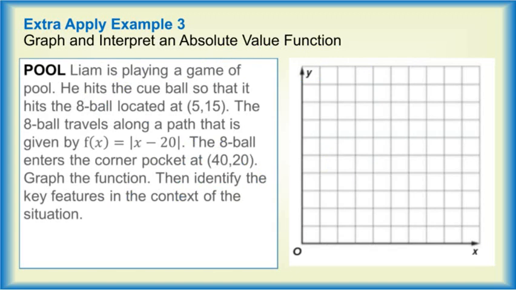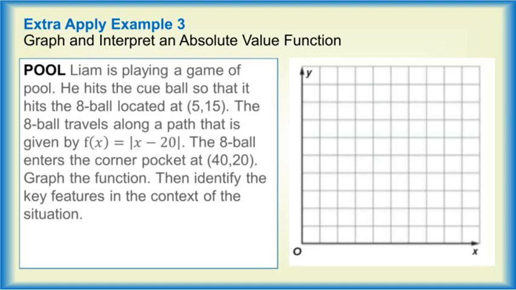And our last question: Liam is playing a game of pool. He hits the cue ball so that it hits the 8 ball located at (5, 15). The 8 ball travels along a path that is given by f of x equals the absolute value of x minus 20. The 8 ball enters the corner pocket at (40, 20). Graph the function and identify the key features in the context of the situation.